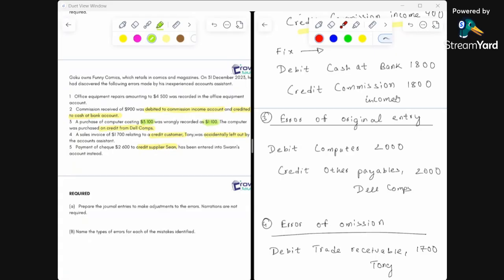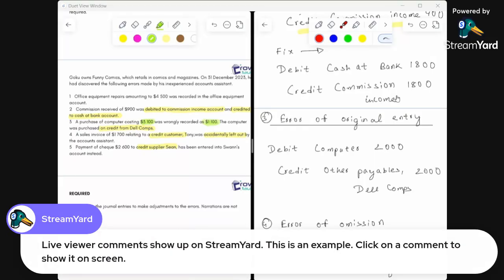This is what we can classify as an error of original entry, which is the error we make when we overcharge or undercharge. That's it. It could be also, let's say the computer costed $5,000, but we ended up recording as $8,000. It could also be that. So we will also classify that as an error of original entry.